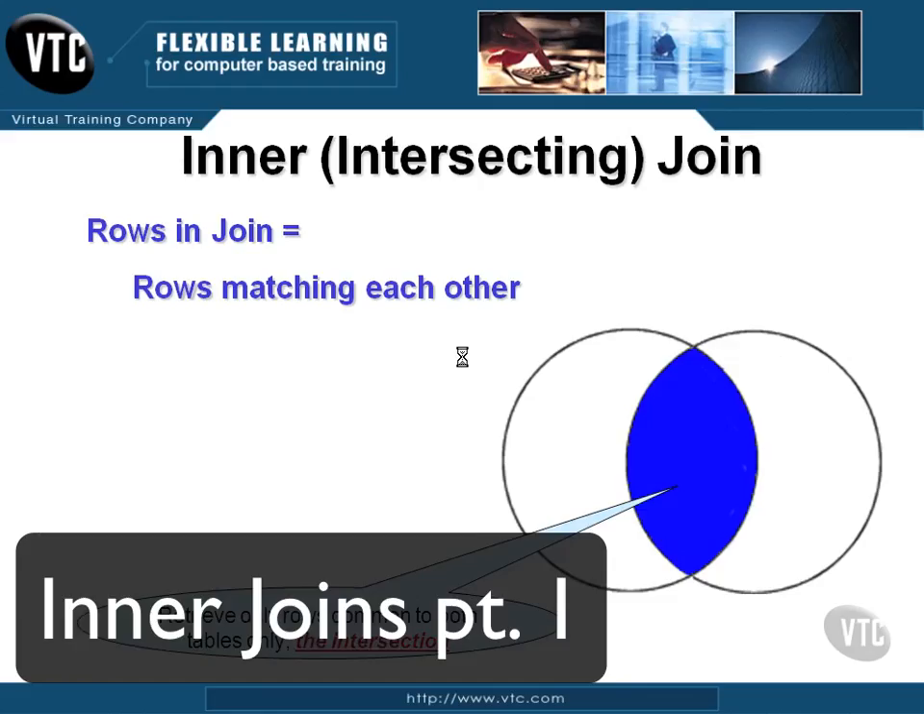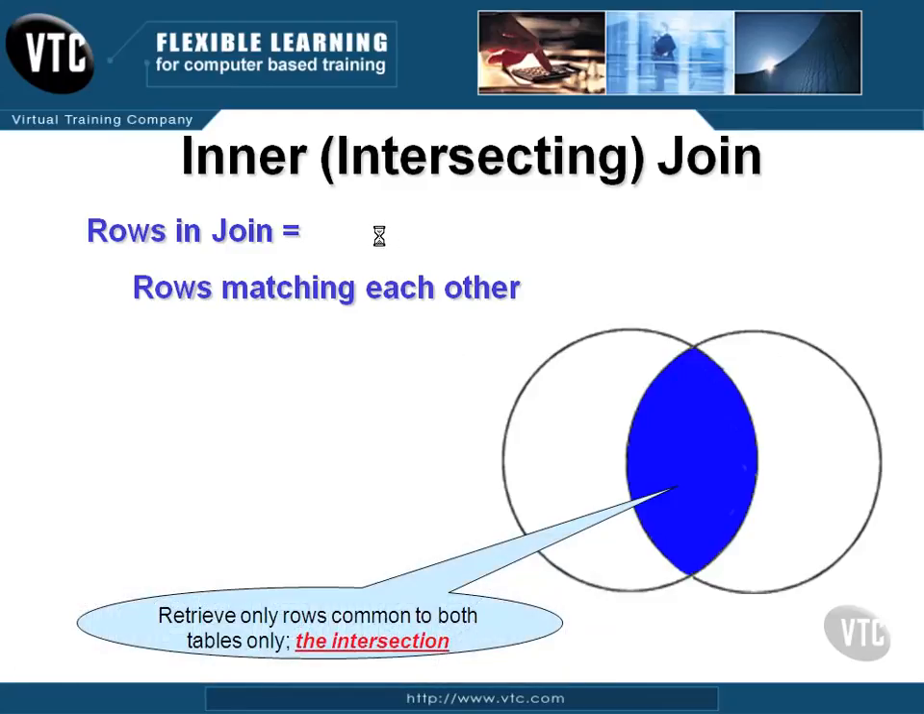Now let's look at inner joins, starting with the theory and ending with the examples. An inner join is an intersection join, mathematically known as an intersection, the part of two sets where they join together and the information is common to both.